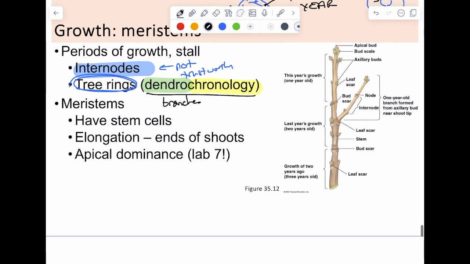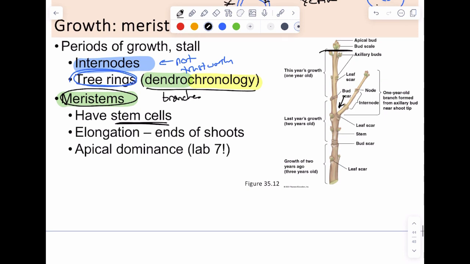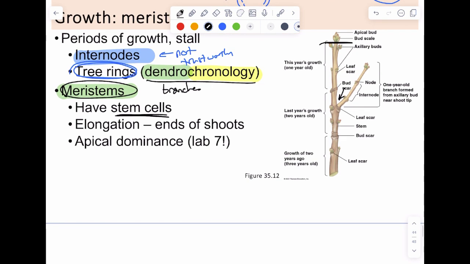All of these grow because they have stuff called meristems. We've met meristems before because some of you lobbed off the tops of them, and you've been growing or measuring the lengths of the little side buds that are growing, those little axillary growths. Inside of meristems, this is where the stem cells exist in plants. And all meristems are going to follow the same three steps.